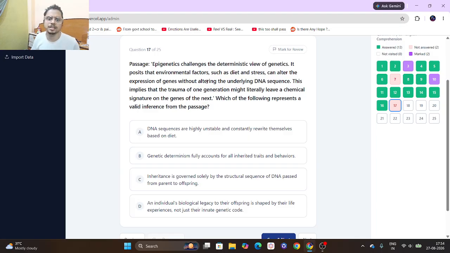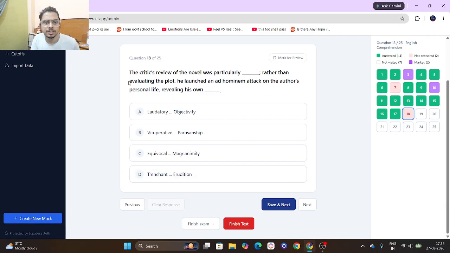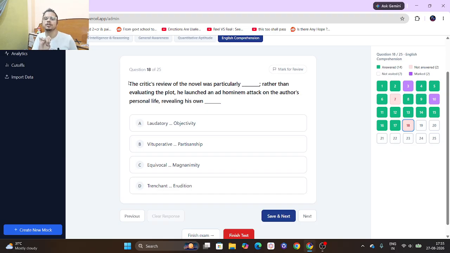DNA sequences are highly unstable and constantly rewrite themselves based on diet. Genetic determinism fully accounts for all inherited traits and behavior. Inheritance is governed solely by the structural sequence of DNA passed from parent to offspring. An individual's biological legacy to their offspring is shaped by their experiences, not just by their innate genetic coding. So true. Perfect.